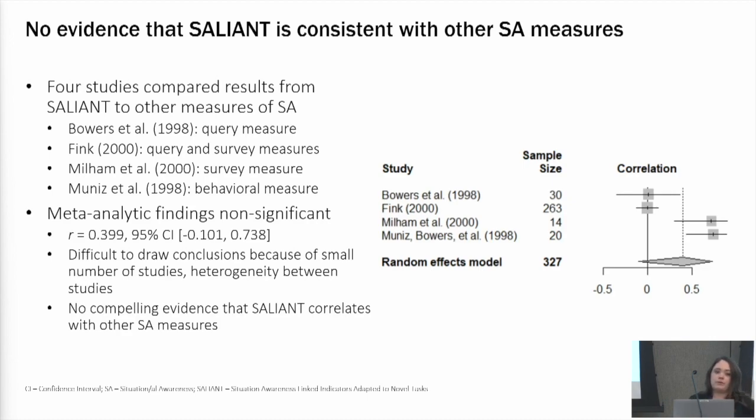For our third and final exploratory question, we found no evidence that SALIANT is consistent with other measures of situation awareness. Again, only 4 studies, very different. Some used a combination of multiple types of measures. Some had multiple studies or experiments per study or measure, but still no significant findings for that meta-analysis either.